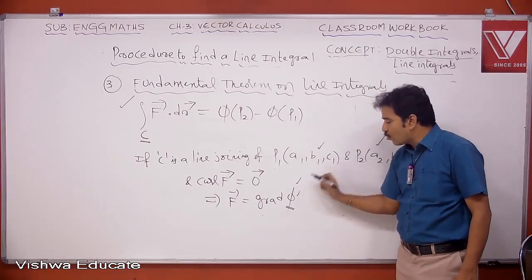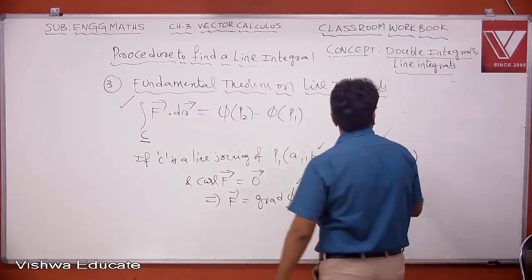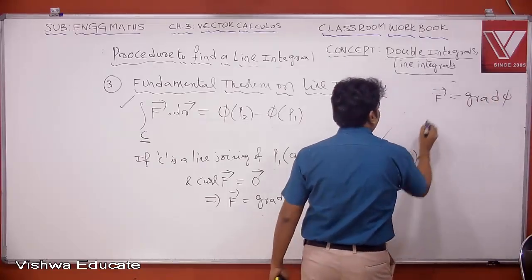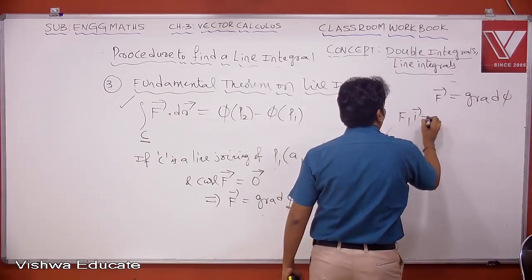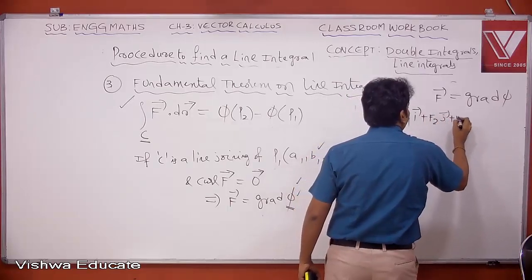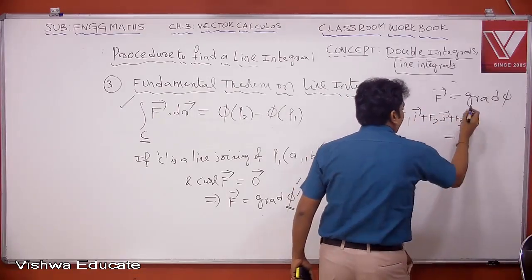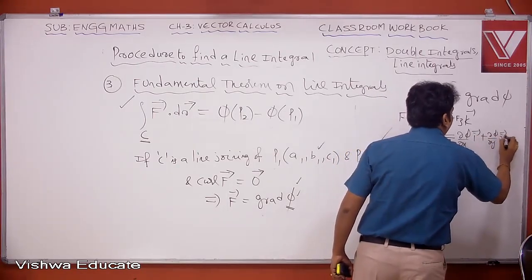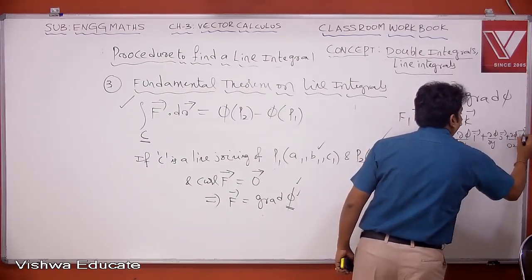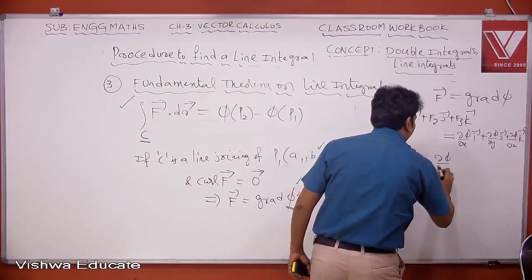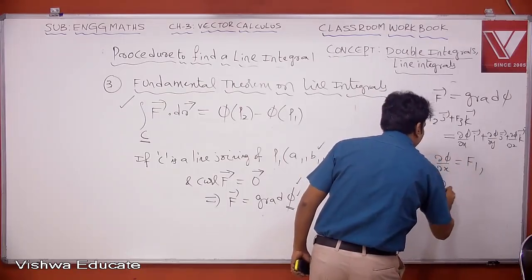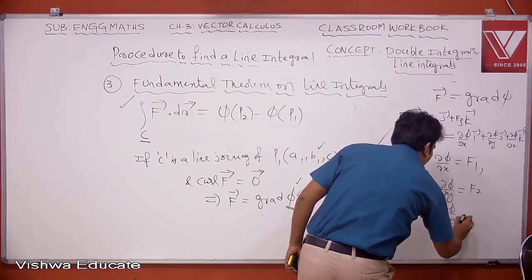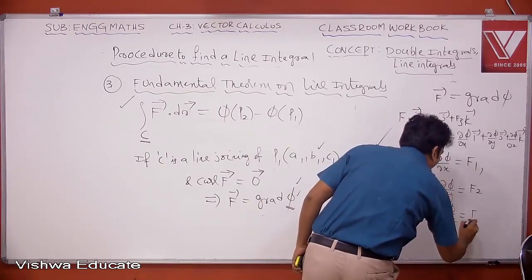Now my task is how to get pi. Let us see how to get this pi value. Here f bar equals grad pi. f bar is f1 i bar plus f2 j bar plus f3 k bar. This is equal to grad pi, meaning dou pi by dou x i bar plus dou pi by dou y j bar plus dou pi by dou z k bar. Now equate these, and you will get three equations: dou pi by dou x equals f1, dou pi by dou y equals f2, and dou pi by dou z equals f3.